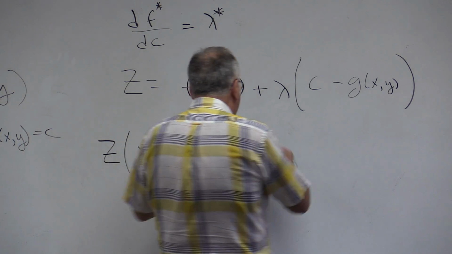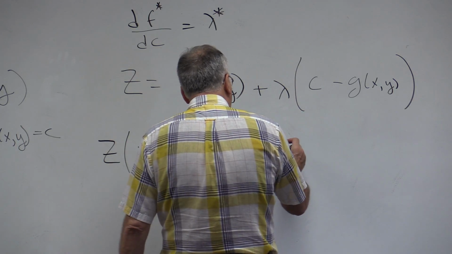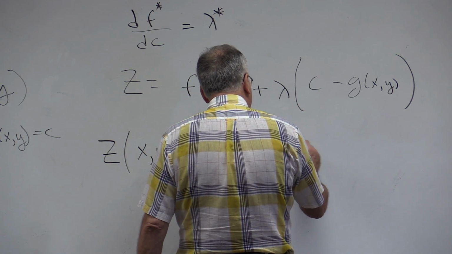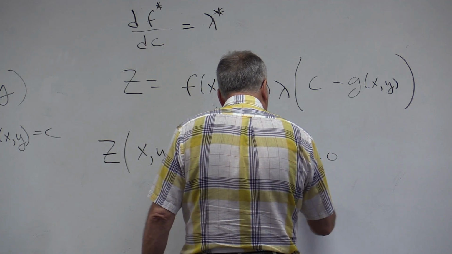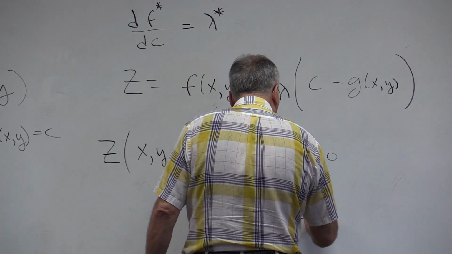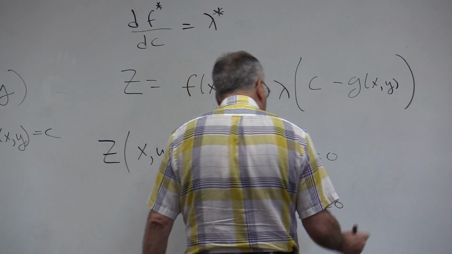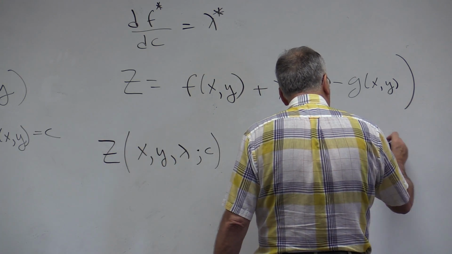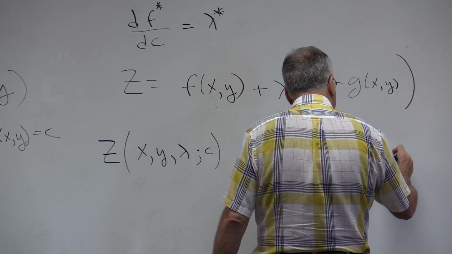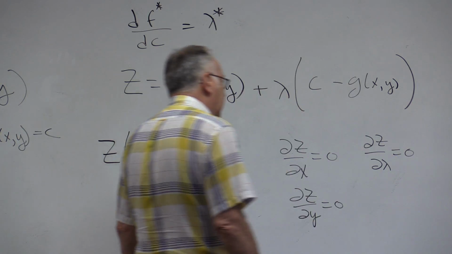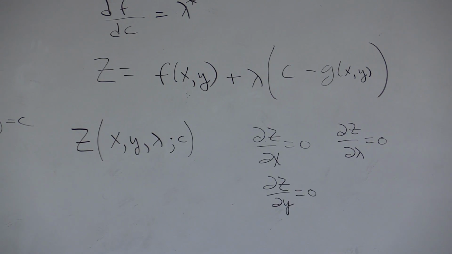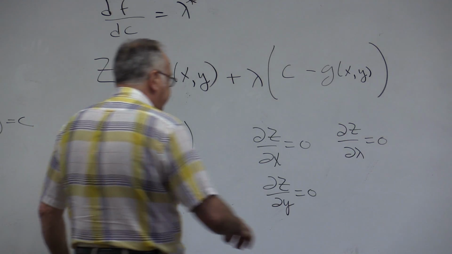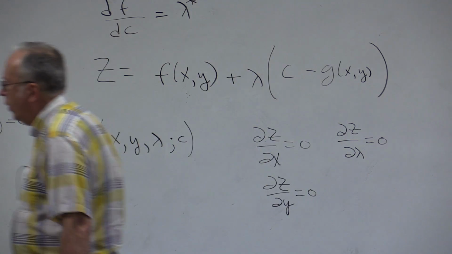So what are our first order conditions? Our first order conditions are that partial Z, partial X equals 0, partial Z, partial Y equals 0, partial Z, partial lambda equals 0. Those are the things we're optimizing on.